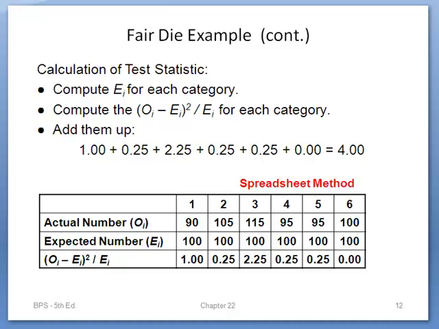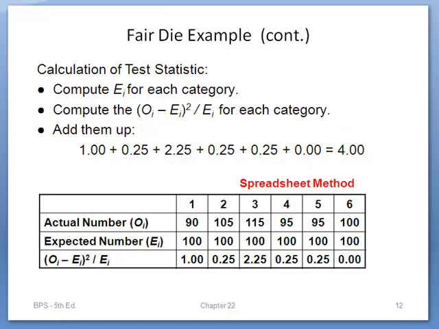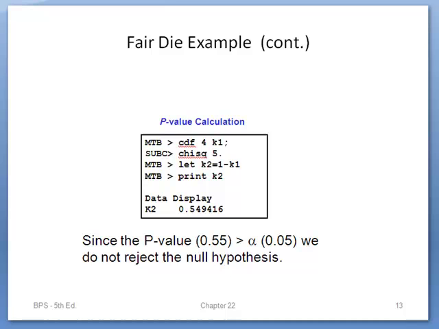So let's look at the first category. I would take 90 minus 100. That's 10. I square that. That's 100. And divide by 100. That's how come you got a 1. I take 105 minus 100. That gives me 5. I square that. That's 25. I divide that by 100. I get 0.25. And so forth. That's where these numbers come from: the 1, the 0.25, the 2.25, the 0.25, the 0.25, and the 0. Now to find my test statistic, I have to add up that last row, and I get 4.